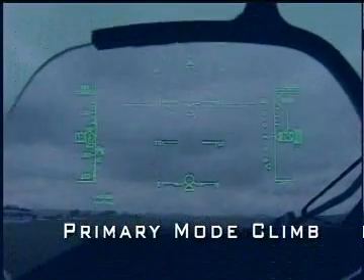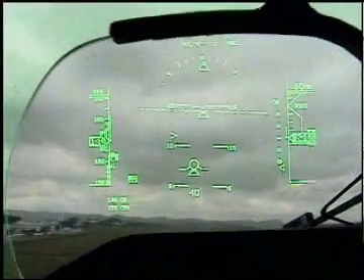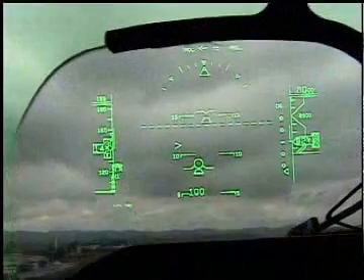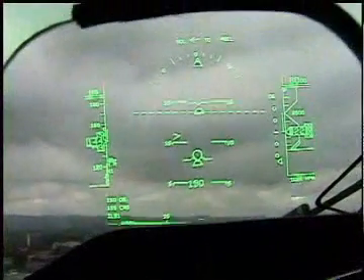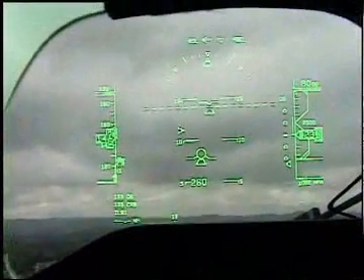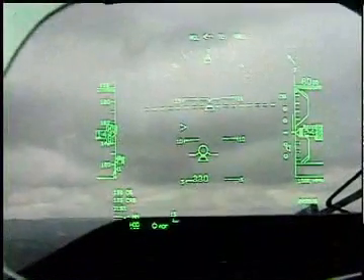Primary mode climb. After rotation, and while the flight director is still in takeoff mode, the display will appear. The correct pitch attitude is established by positioning the aircraft reference symbol over the takeoff go-around reference line. Speed control is achieved by observing the CAS value on the airspeed tape.